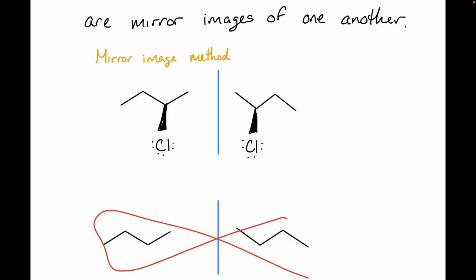What's up? Okay, so the wedge bonds are the ones that are going into the page, is that right? No, the dashes go into the page, the wedges stick out of the page. Oh, okay.